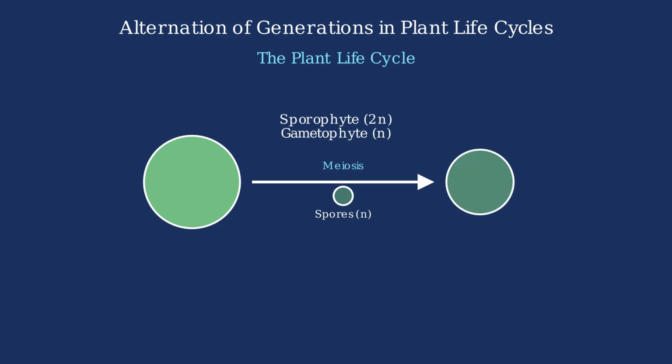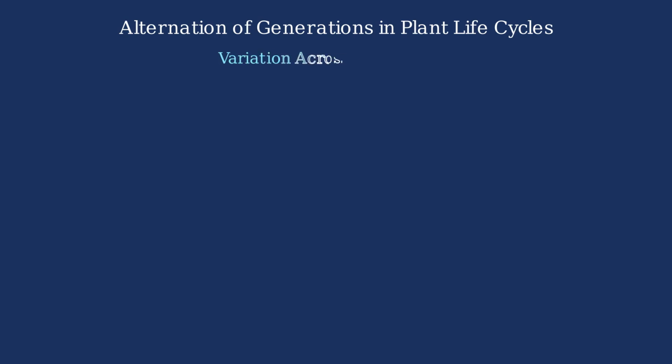These spores develop into the haploid gametophyte phase. The gametophyte produces gametes, egg and sperm cells, which unite through fertilization. Fertilization restores the diploid state, creating a new sporophyte and completing the cycle. The balance between gametophyte and sporophyte phases varies dramatically across plant groups.